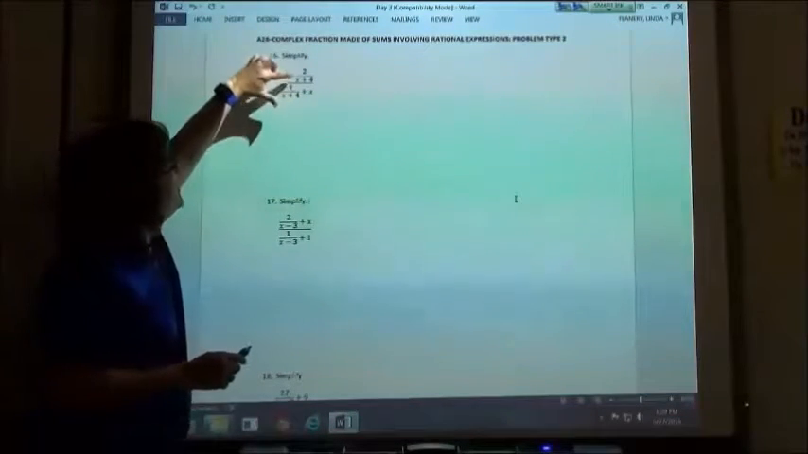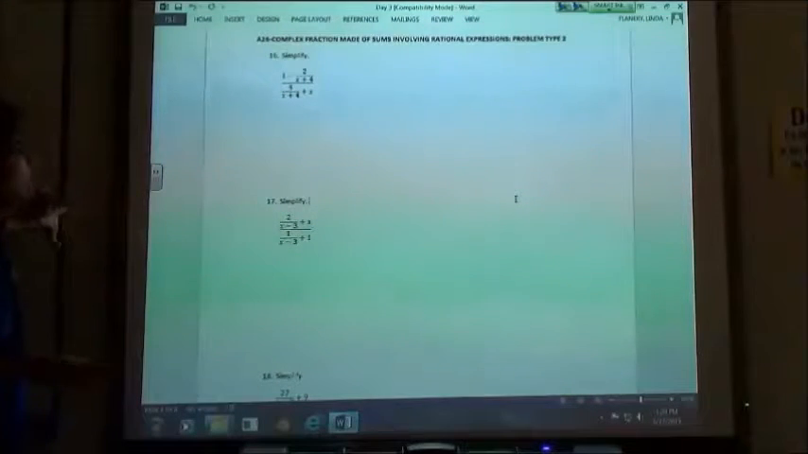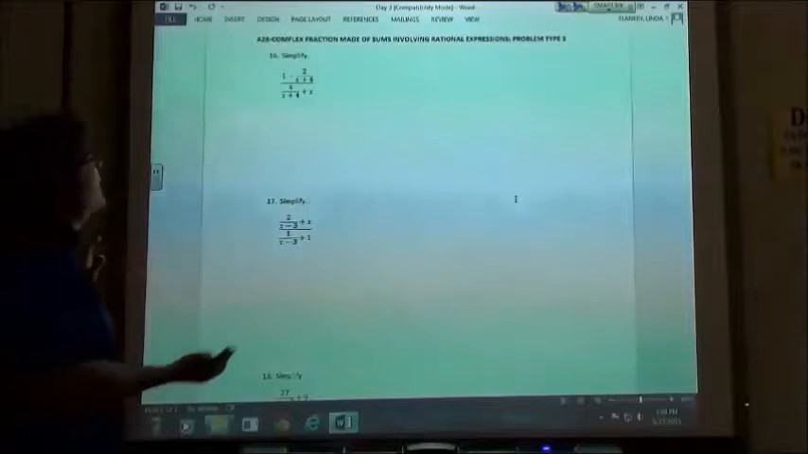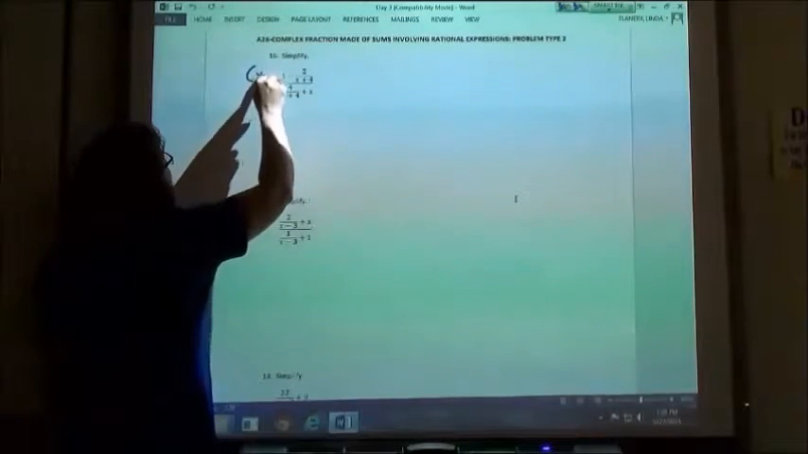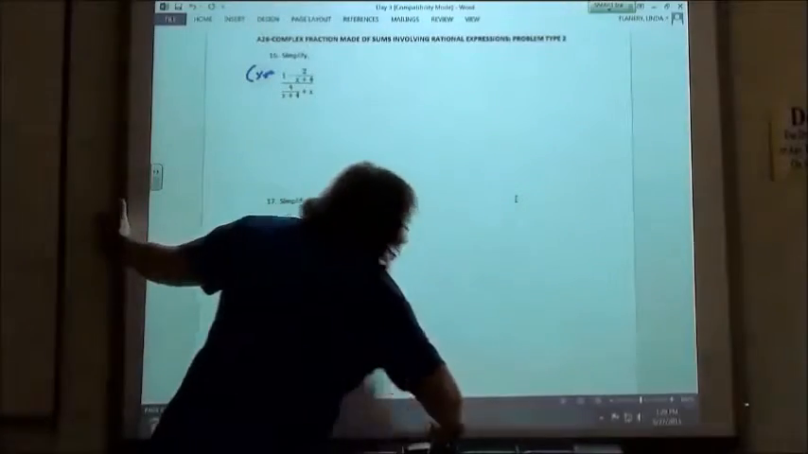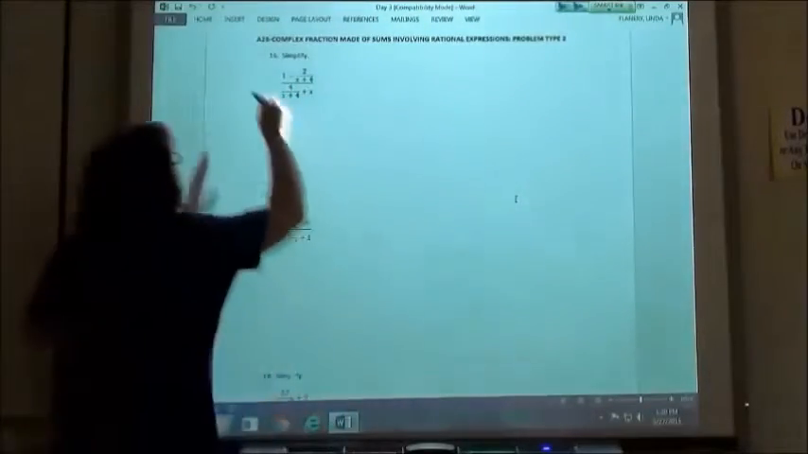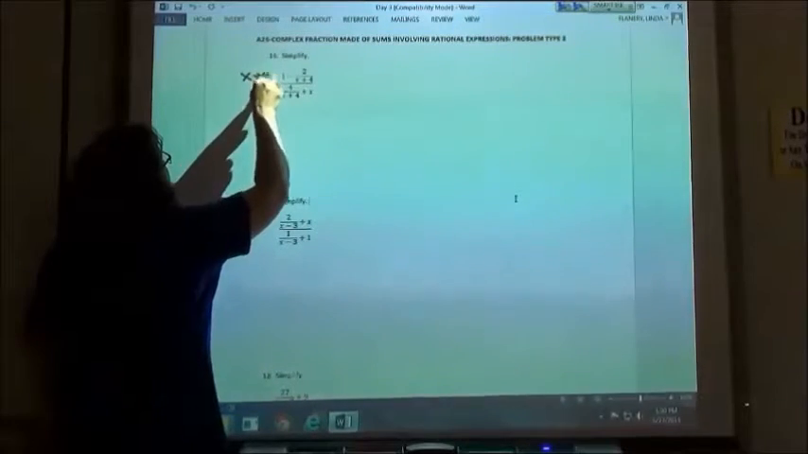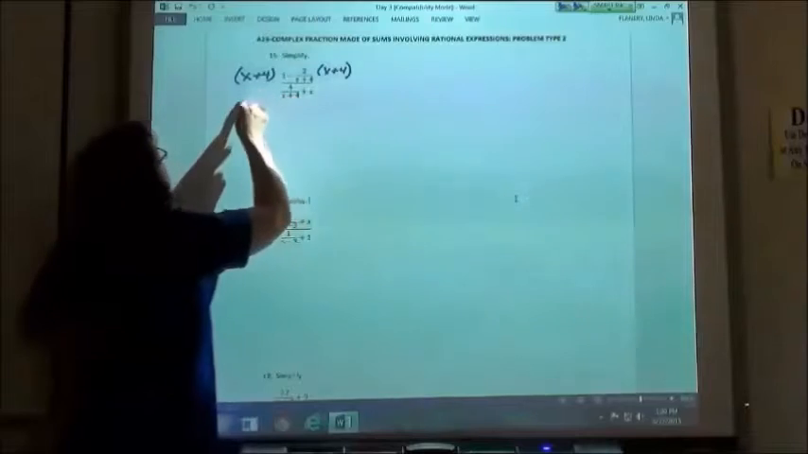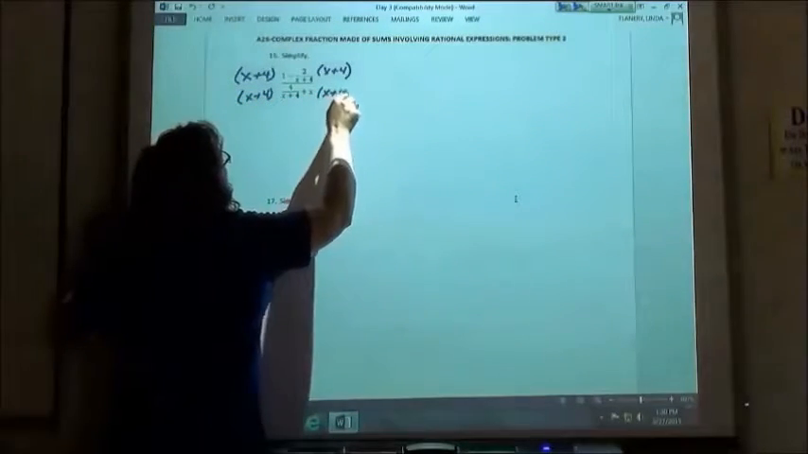In this case, I have a denominator of x plus 4 on both the top and the bottom. So I'm going to multiply every term on the top by x plus 4 and every term on the bottom times x plus 4. So x plus 4 here, almost looks like a plus sign. Try that again. x plus 4 here, x plus 4 here, x plus 4 here, and x plus 4 here.